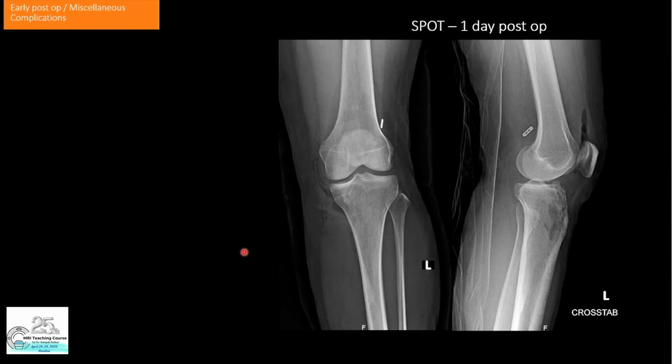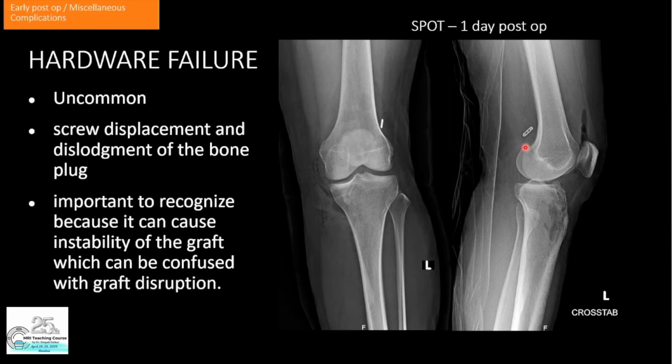Now this is a spot. This is just a 1-day post-operative radiograph. What has happened? So you can see that the femoral endo button is no longer at its place. It has been displaced posteriorly. So it's important to recognize these complications.